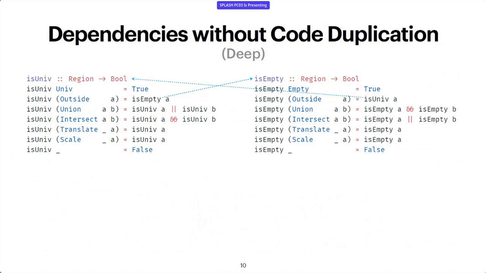And to write such a function is tricky because, for example, here, if any region is outside the empty region, then it's a universal region, right? On the third line here. And these are actually mutually recursively defined functions, because if you want to check if a region is empty, you also need to call isUniv to check if the nested region A in the outside case is univ. Then the mutual recursion is very hard to handle.